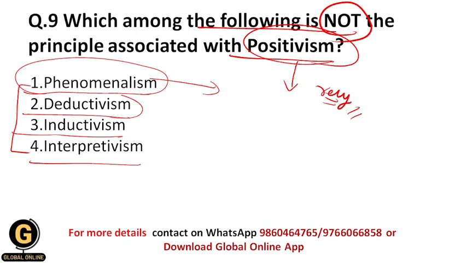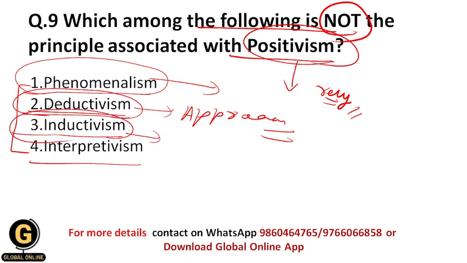Okay, deductivism is one of the approaches towards research, and here the theory already exists in the world, and based on the theory we develop the hypothesis, we test the hypothesis, and we get our results. This is nothing but deductivism. And what is inductivism? Within inductivism we first of all observe the facts, and based upon the facts we formulate a theory. So all of these three are the principles which are associated with positivism.